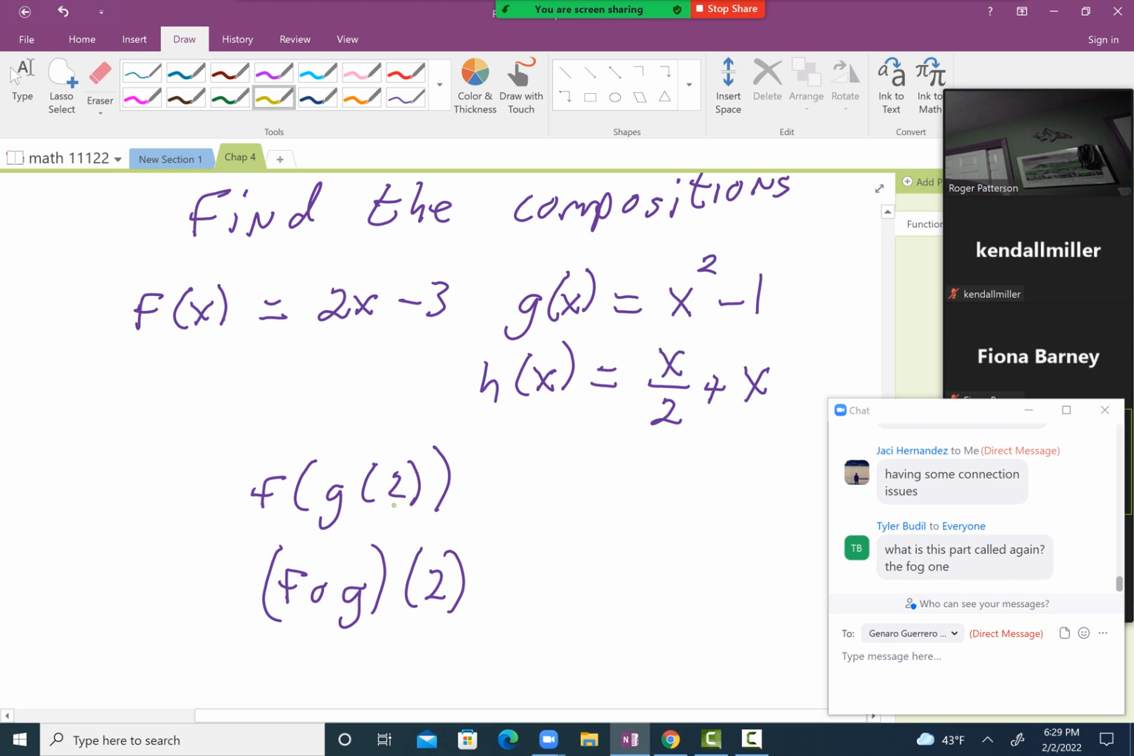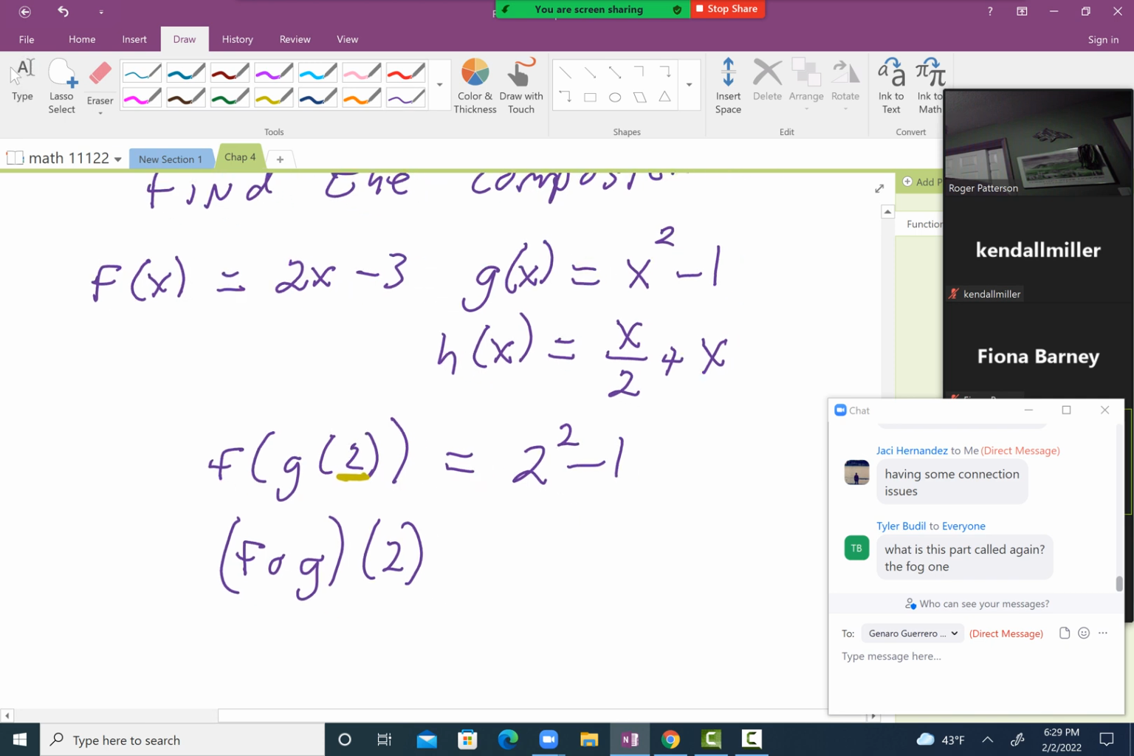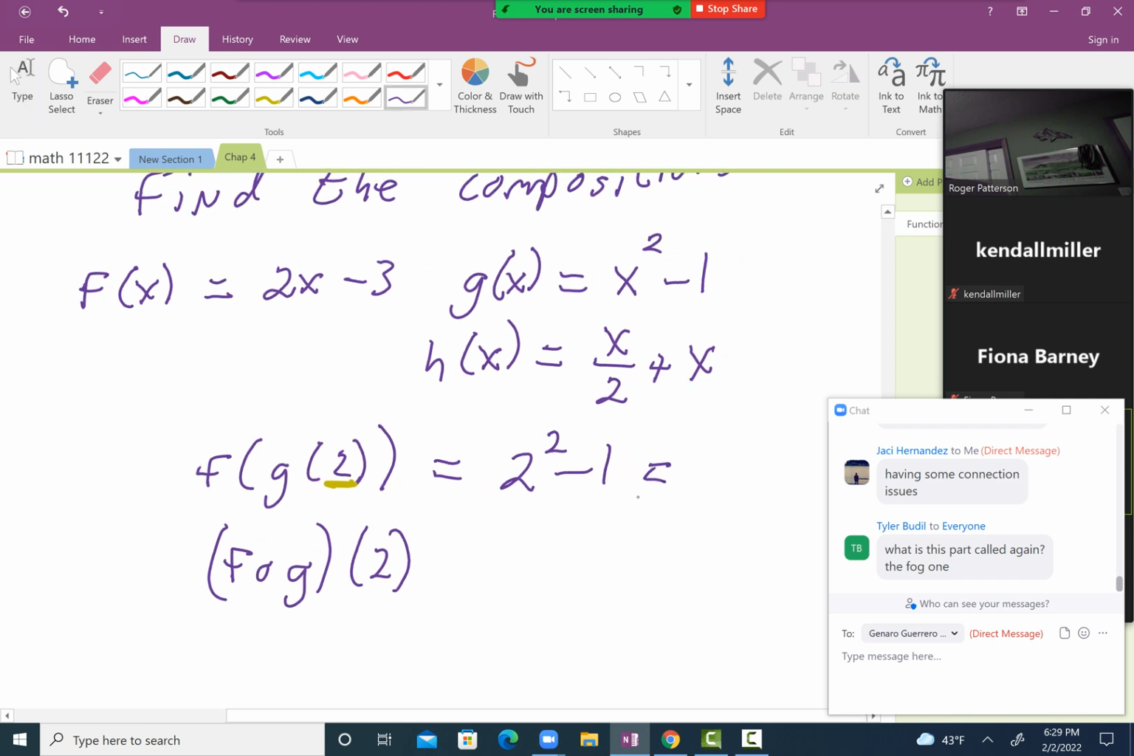We're going to take this 2 and substitute it into the g function. So I get 2 squared minus 1. Wherever I see an x, I stick that 2. So that's 2 squared, which is 4, minus 1 is 3. So 2 is the first input. Now that 2 goes into the function, things happen, and out comes 3.